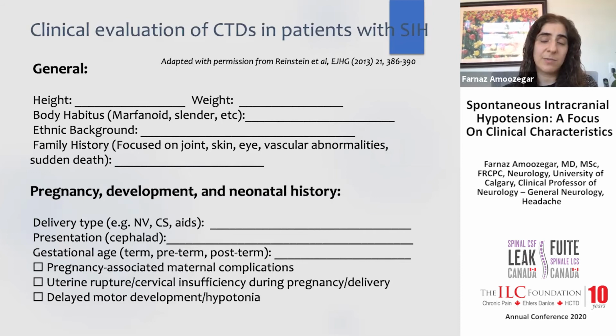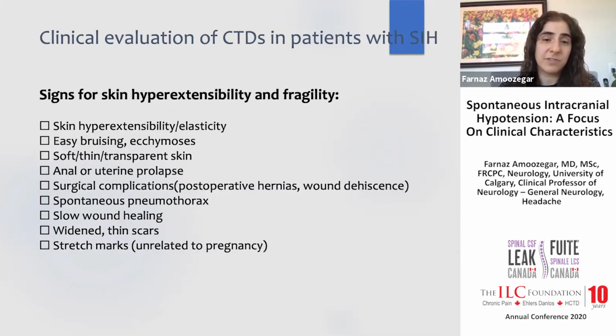Basically, these are some of the common questions that will be helpful to ask patients when they do present, to see potentially whether they might be at higher risk of a connective tissue disorder. I won't go through line by line, but you can see there are some general questions to ask. For example, height and weight and body habitus, ethnicity, family history, and then pregnancy, development, and neonatal history as well, because those can be important risk factors associated with connective tissue disorders. And then we have signs for skin hyperextensibility and fragility as well, of course.